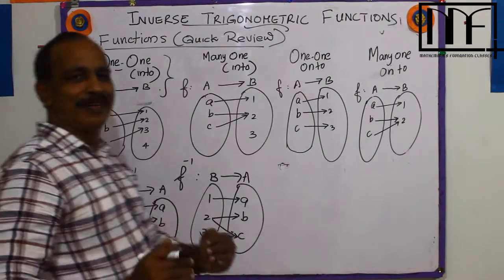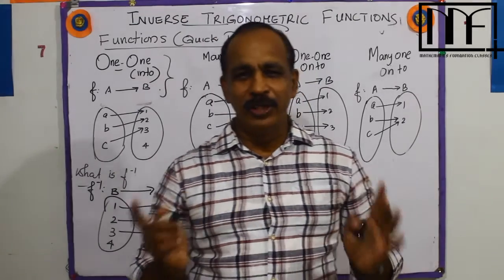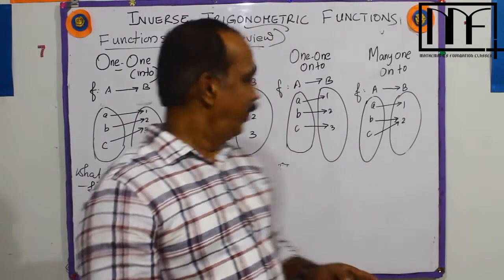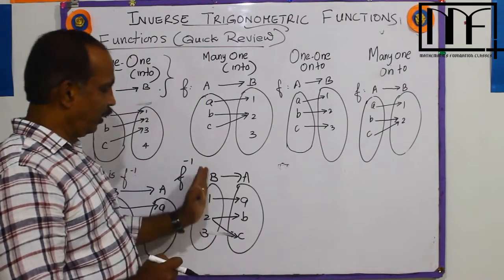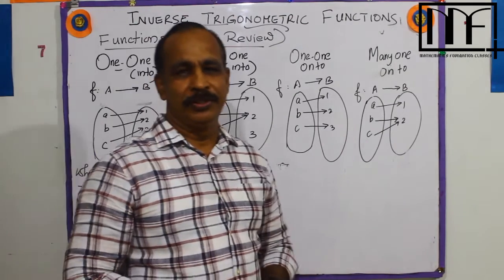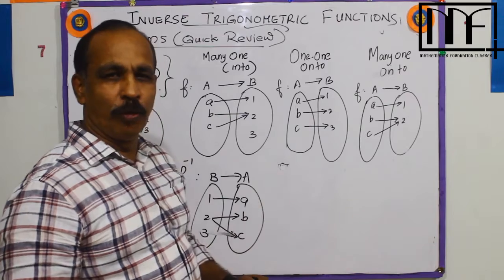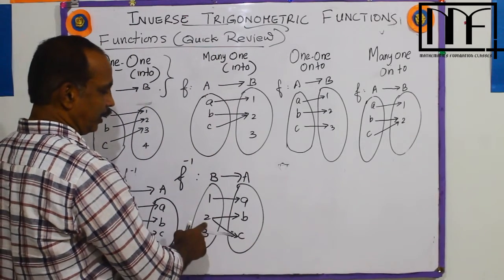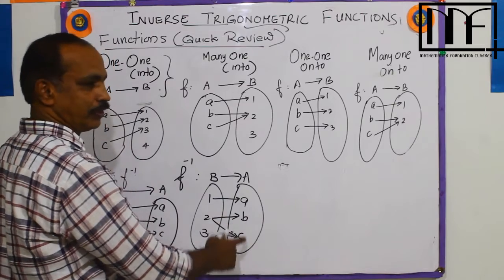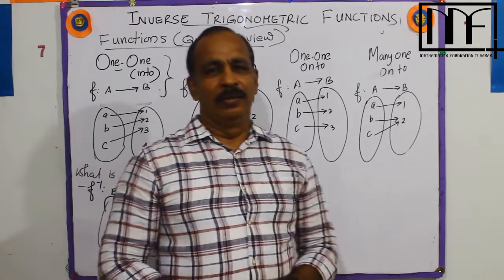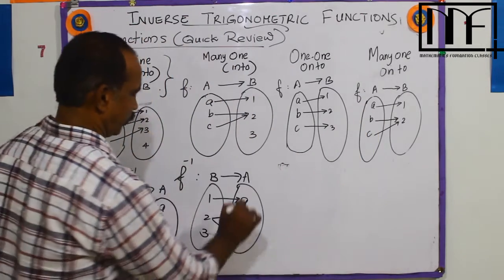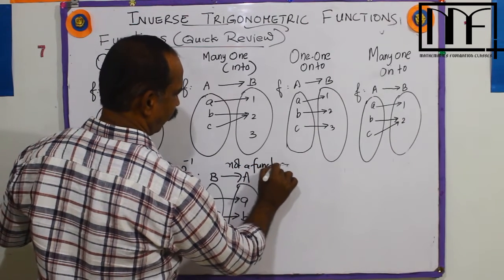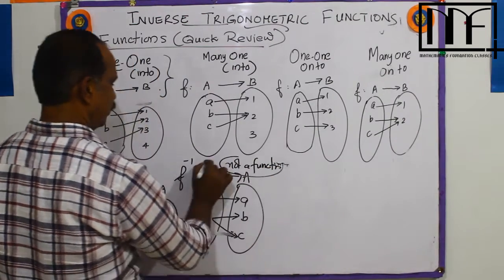This is also against the definition of the function. A relation will become a function only when each element of the domain has one and only one image. Now look here, A has only one image, but B has two images. That is not allowed. So it is only a relation, it is not a function here. So this is not a function. Therefore, we cannot find an inverse function here.